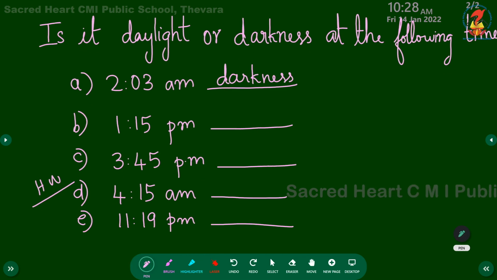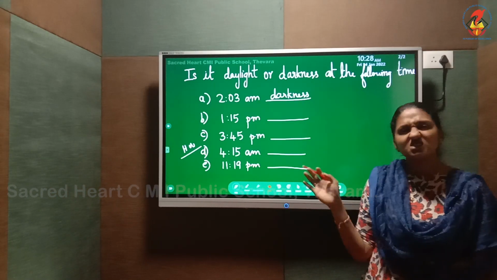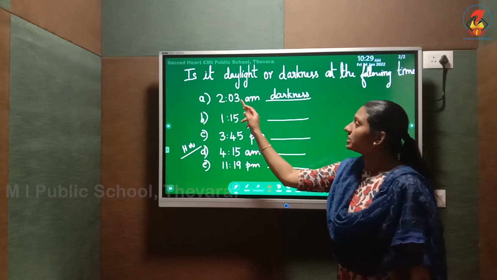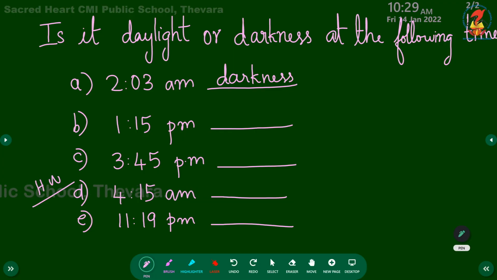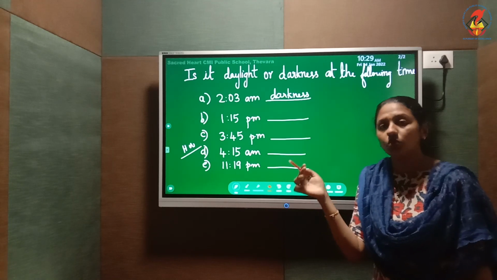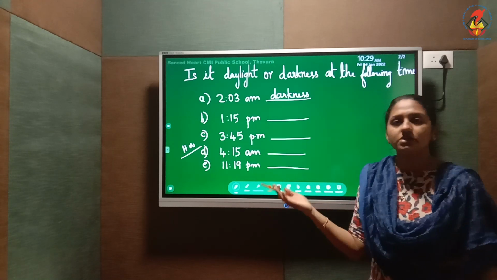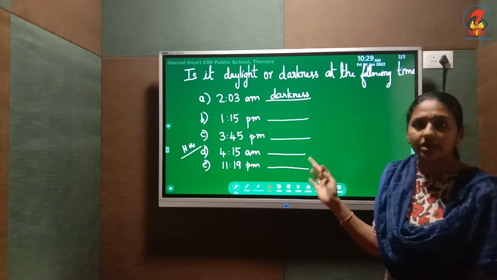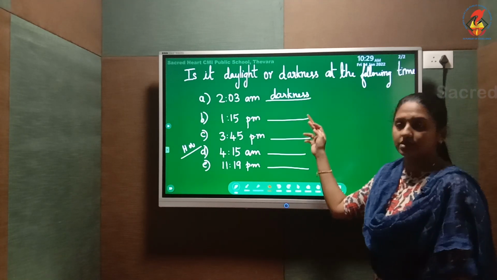Is it daylight or darkness at the following times? Daylight means the morning time. Darkness means night time. So 2:03 AM. AM means after 12 midnight it's 1 o'clock, then 2 o'clock. So at 2:03 everybody is sleeping, so that is darkness. Around us is darkness.